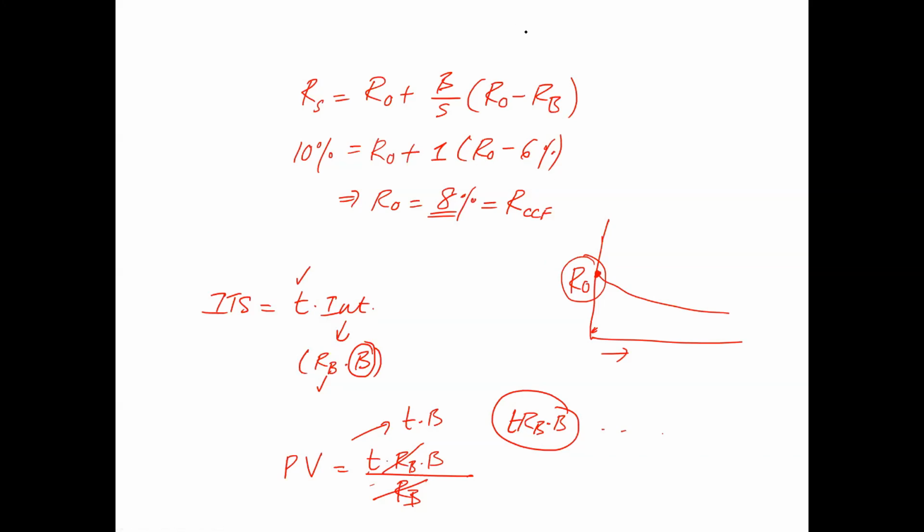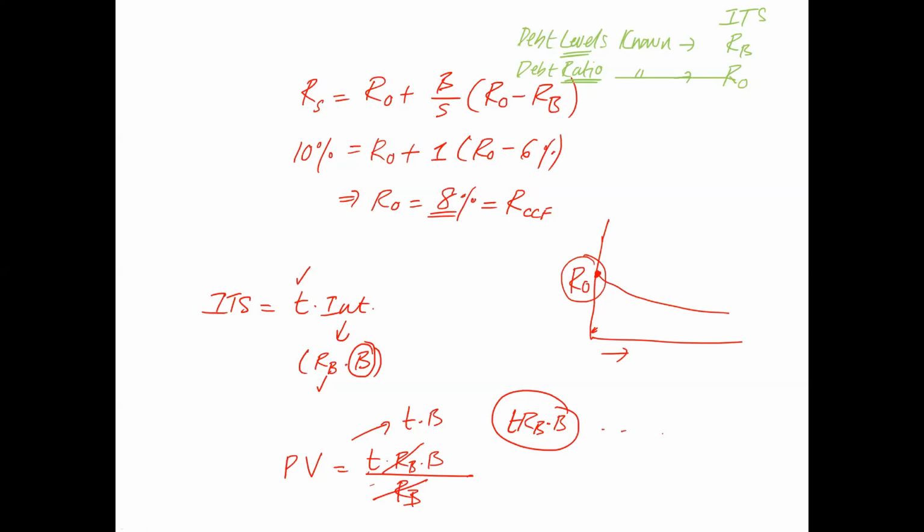Whenever debt levels are known means that interest tax shields should be discounted at the cost of debt when debt levels are known. However, when the debt ratio is known, then the interest tax shields need to be discounted at the unlevered cost of equity, or R naught. This is the main difference.